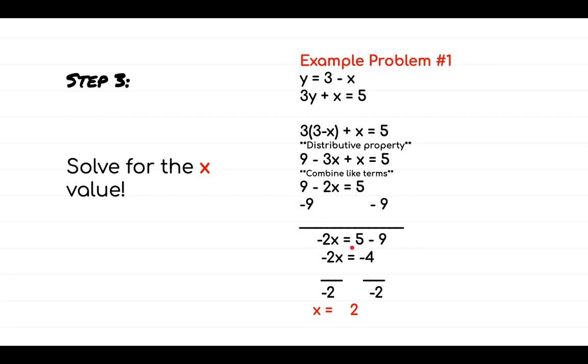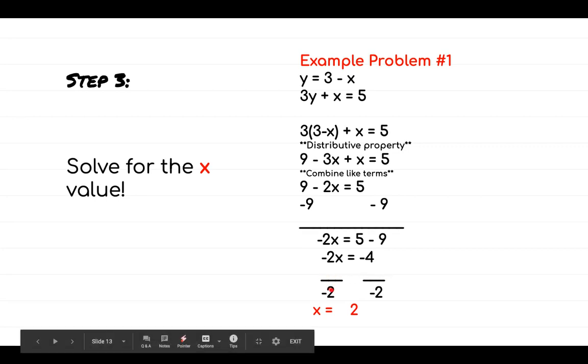Negative 2x equals 5 minus 9. I brought down that 5 minus 9. Combine like terms. 5 minus 9 is actually negative 4. Bring down the rest of my equation. Negative 2x equals negative 4. Last step for me to isolate this x is to divide. The inverse operation of multiplication is division. In this case, I divide both sides by negative 2. My x becomes positive x. Negative 4 divided by negative 2 is positive 2.